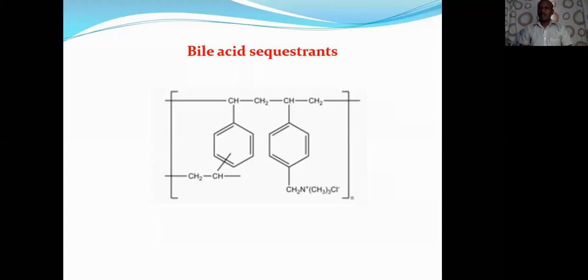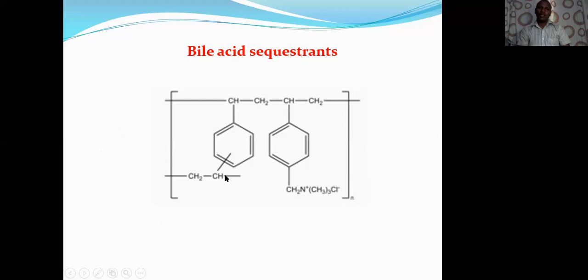If you see the cholesterol metabolism here, the circulating cholesterol and cholesterol esters enter into the liver. Once they enter the liver, the cholesterol or cholesterol esters will be converted into bile acids. These bile acids are excreted and transported to the intestine, and then they are excreted. So this is how the metabolism of cholesterol takes place.